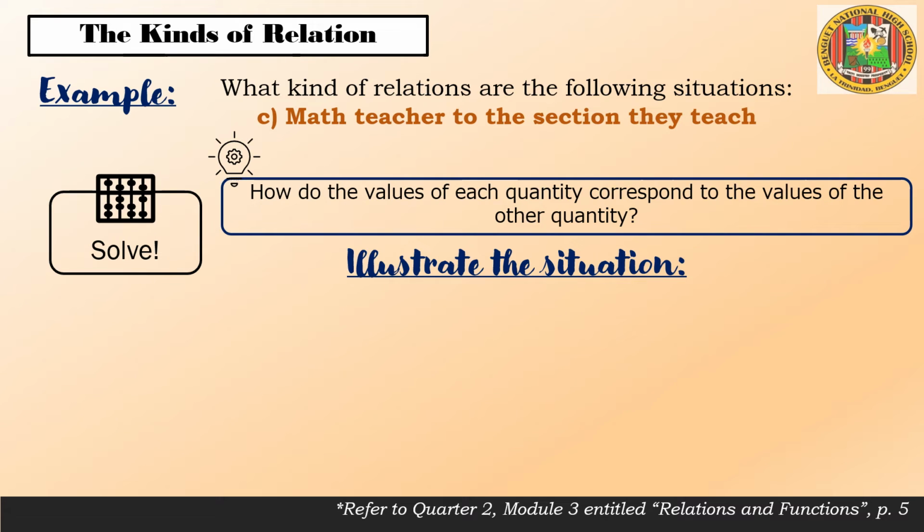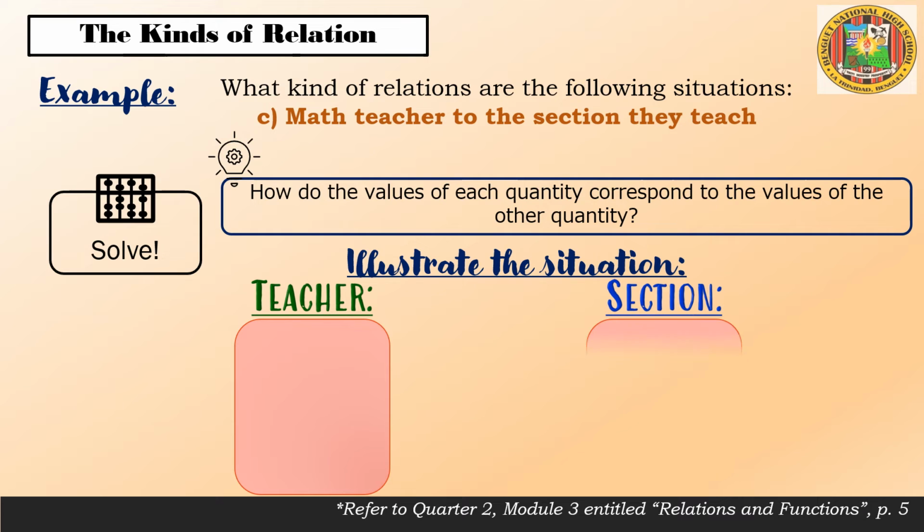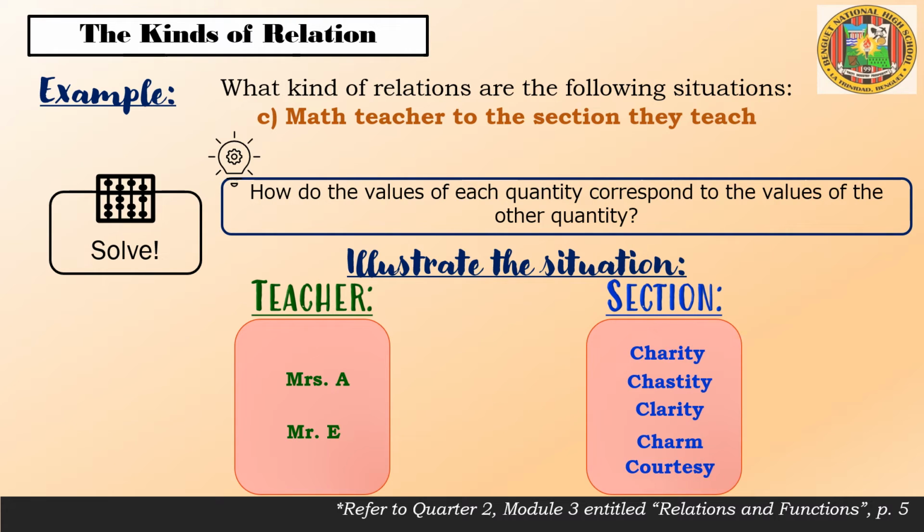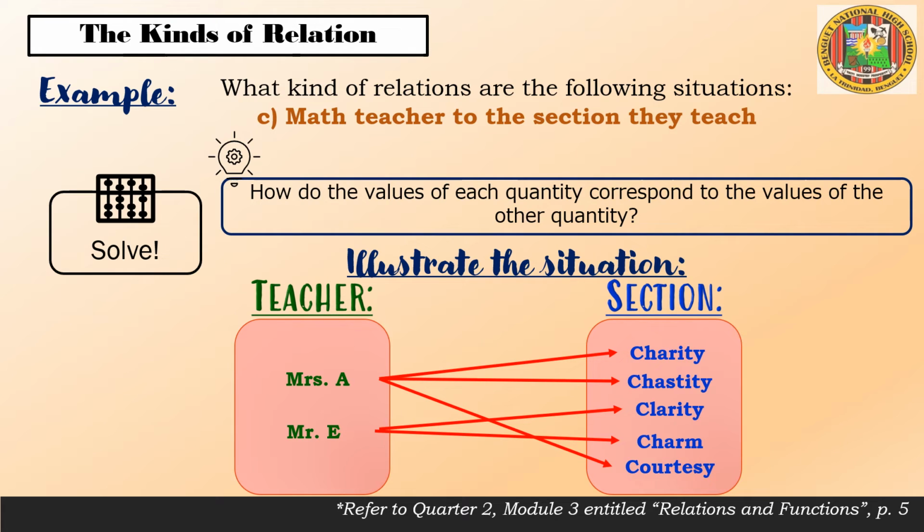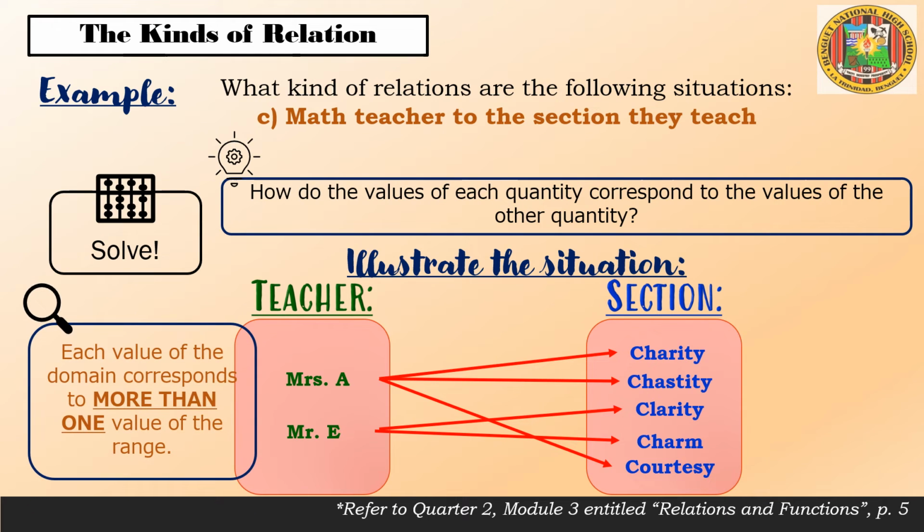Lastly, let us study the third relation. This is item number 2 of exercise 1 on page 7. We illustrate the situation. We have the domain, which is the name of the teacher, and the range, which is the sections that they teach. We observe that one teacher teaches 3 sections, while the other teacher teaches 2. We see here that each value of the domain corresponds to more than one value of the range.